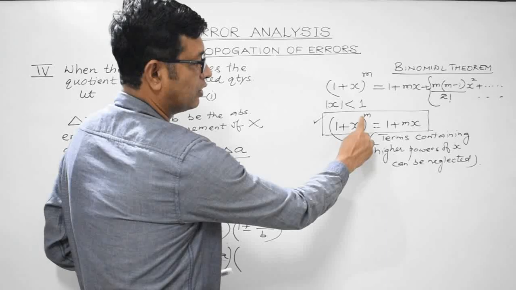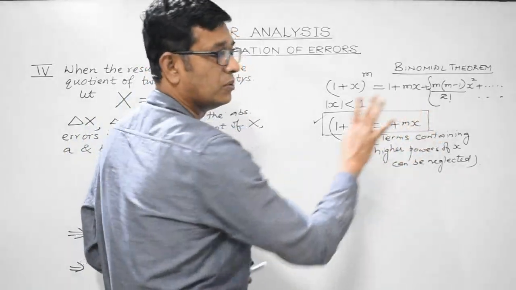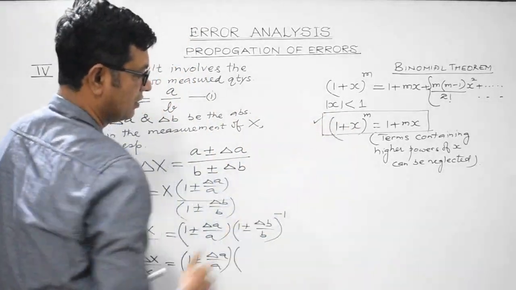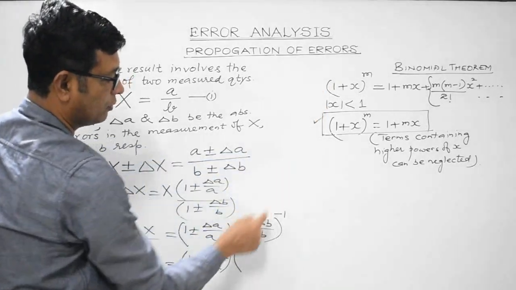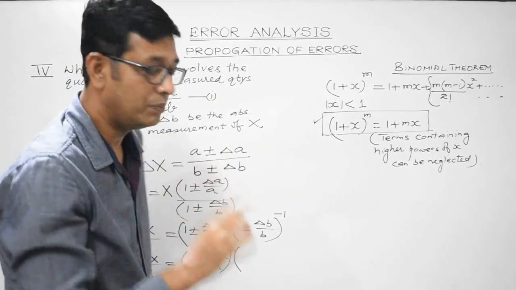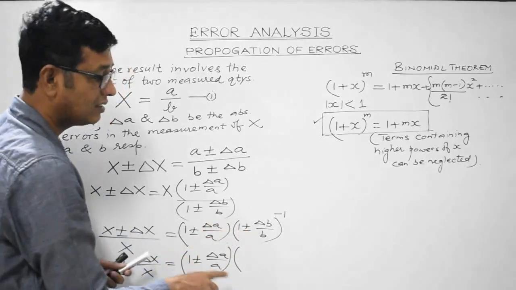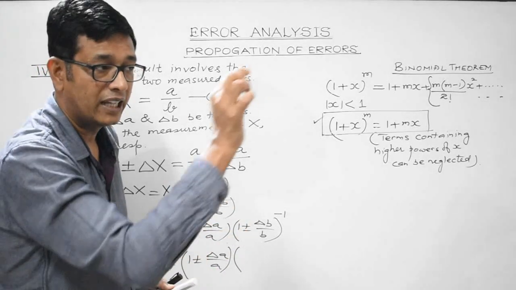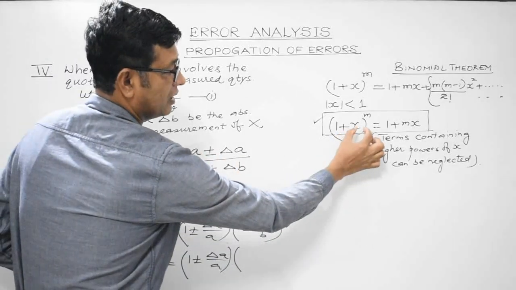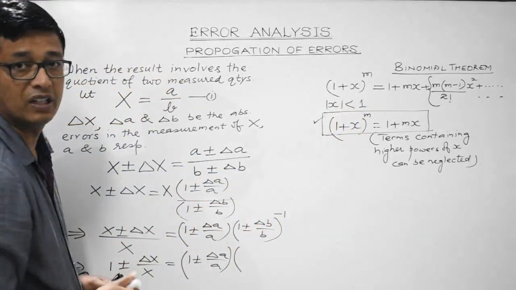In case it is minus n over here, then it would have been 1 minus mx, right? Only the first two terms are to be considered. So this can be expanded using this, isn't it? Here it's in the standard form. Here x is equal to del b by b. Look, del b is the absolute error and b is the true value. So del b is less than b. Therefore del b divided by b would be less than 1. So it is satisfying this condition. In place of x it is del b by b, which is less than 1. So we can expand it binomially, isn't it?